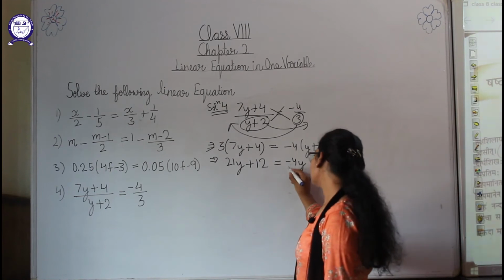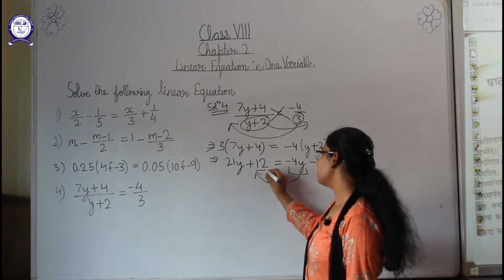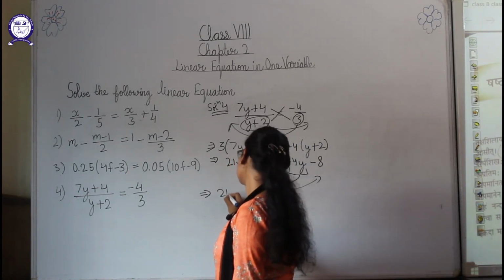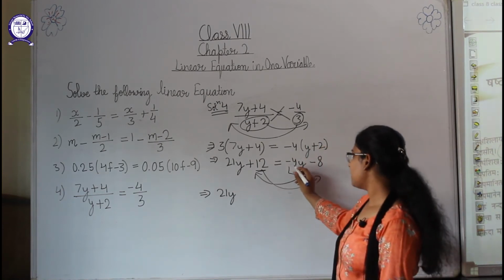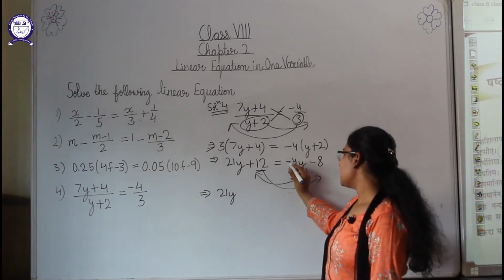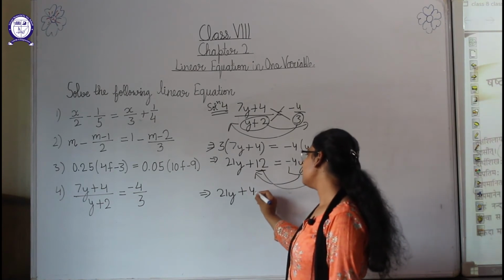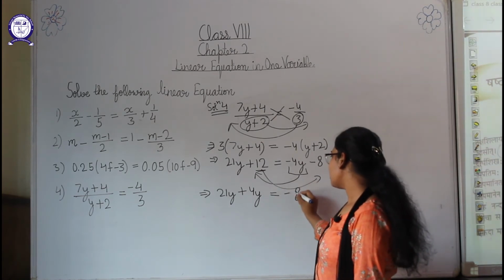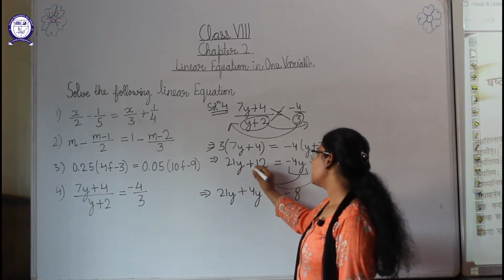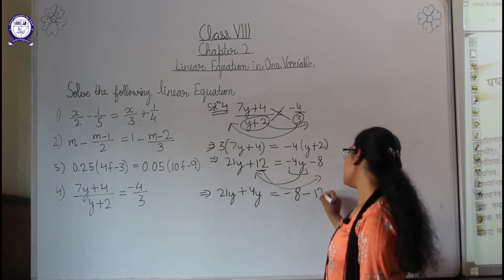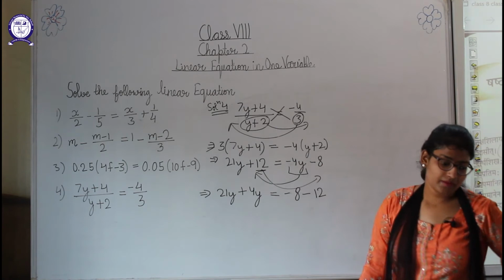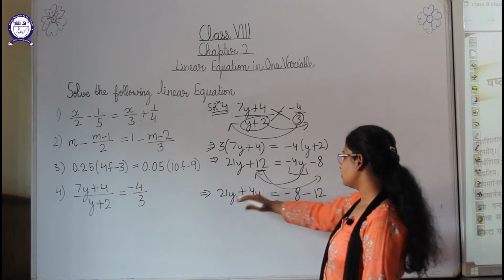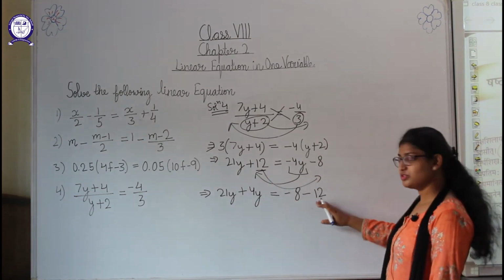Now what we will do, students, we will take the variable part on one side and the constant part to the other side. So here 21y is already here, we are taking this minus 4y to this side, so it is negative, here it will be positive, so it will become plus 4y. Now the equals sign is here, minus 8 is already here. We are taking this plus 12 to this side, so it will become minus 12. Okay students. 21y plus 4y is on this side and minus 8 minus 12 is on this side.